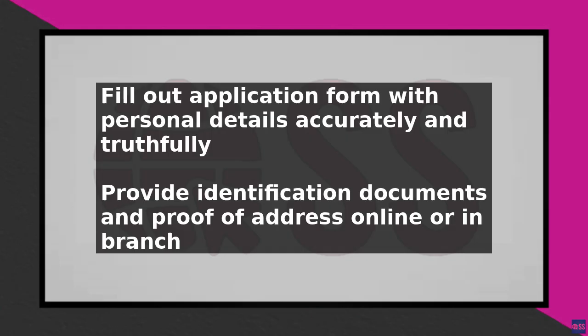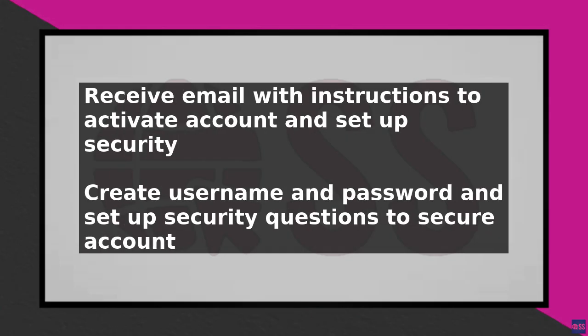Next, you will need to provide your identification documents and proof of address. You can upload these documents online or take them to a nearby HSBC branch. Once your application is approved, you will receive an email with instructions on how to activate your account. You will need to create a username and password and set up security questions to secure your account.